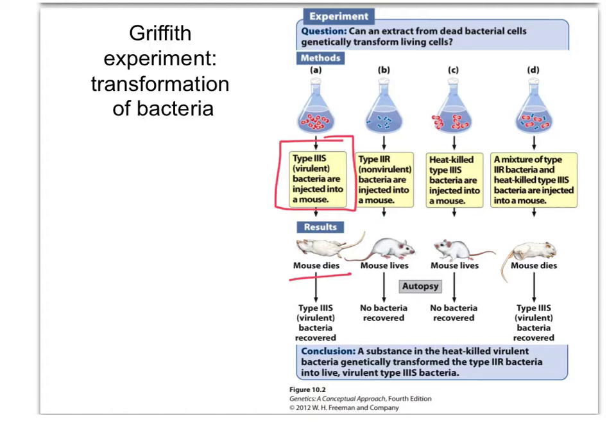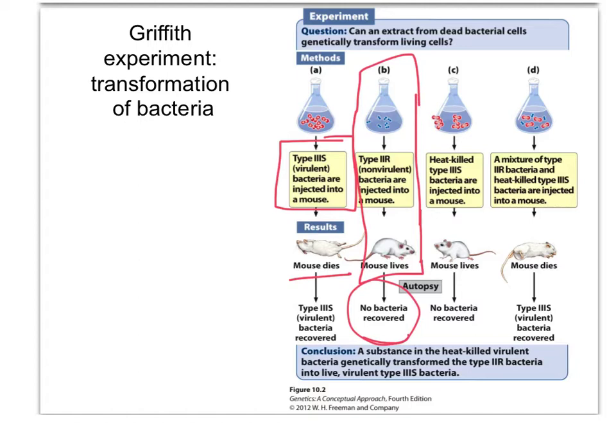In part B, a non-virulent strain of this bacteria, non-virulent means it doesn't kill you. Guess what? You give it to a mouse, the mouse survives. And when you do the autopsy, there's no bacteria in that mouse. That suggests that the mouse's immune system cleared all that bacteria, right? That's what our immune system's supposed to do for us.